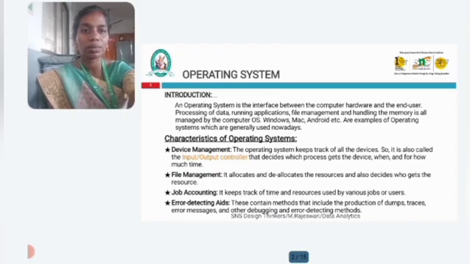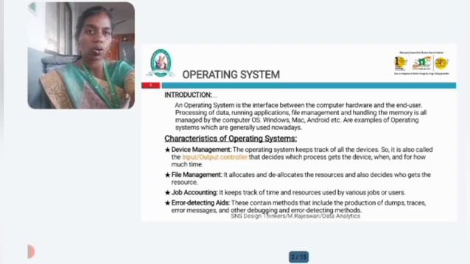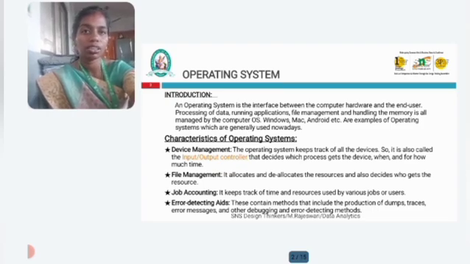Device management keeps track of all the devices, so it manages all the devices which are connected to the system. It also uses the input and output controller that decides which process gets the device, when, and for how much time. So it manages when the system is getting the devices and when it is releasing the devices, devices such as input output devices, printer or memory, whatever it may be.